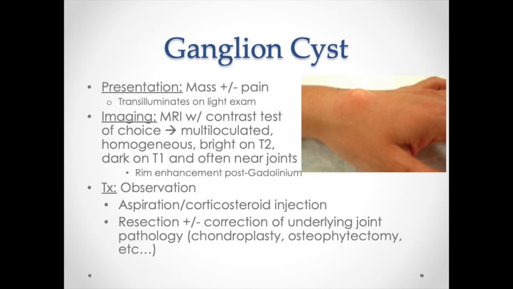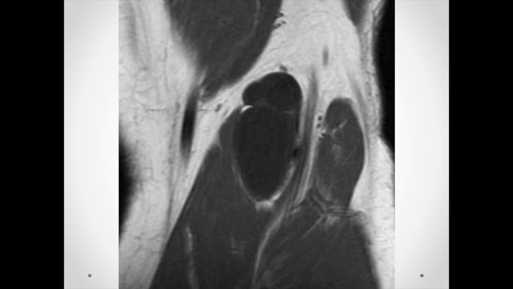You can also try an aspiration with cortisone injection versus resection versus correction of the underlying joint pathology if it's reactive, so chondroplasty, osteophytectomy, etc. Here's an MRI T1 example of a mass overlying the gastrocnemius muscle near the popliteal fossa, and you can see a very homogeneous dark pattern on the T1 and very homogeneous bright signal on the T2, indicative of a ganglion.